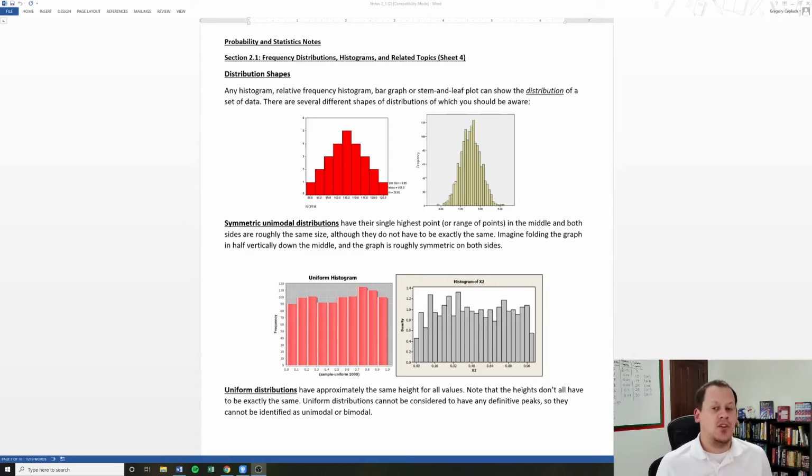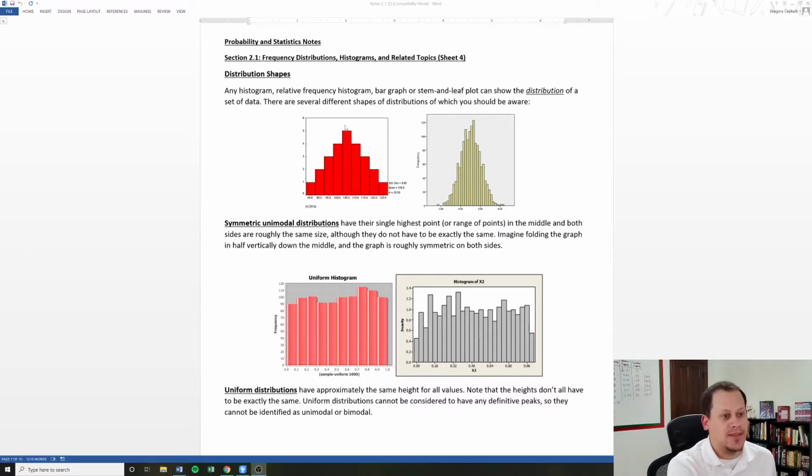So I thought we'd start today's video by saying, what can we say about the shape of the distribution if we're looking at a histogram? So, in our notes here, we've got several different shapes that you can see when you look at a histogram, several basic shapes. So the first one is symmetric unimodal. So symmetric means the same thing that it did in art class. It means the same thing that it does in just regular English.